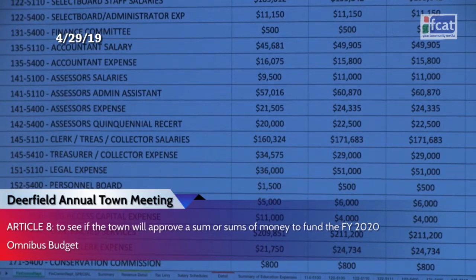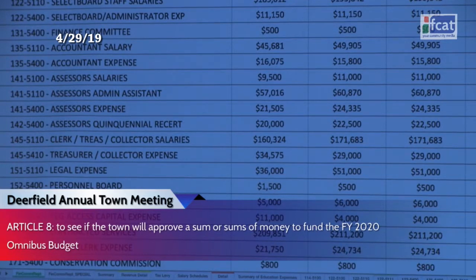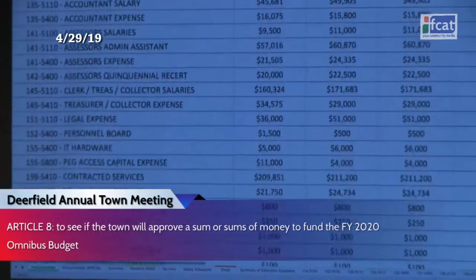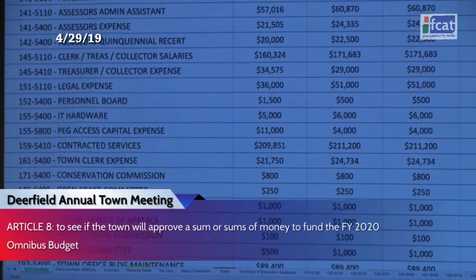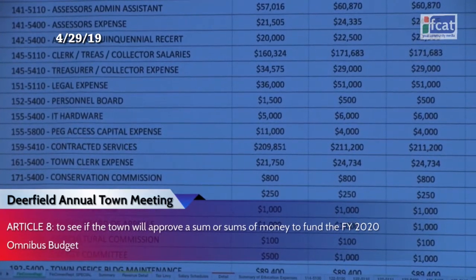Clerk treasurer collector salaries, $171,683. Treasurer collector expense, $29,000. Legal expense, $51,000. Personnel board, $500. IT hardware, $6,000. PG access capital expense, $4,000. Contracted services, $211,200. Town clerk expense, $24,734. Conservation commission, $800. Open space committee, $250. Planning board, $1,000. There's a hold on planning board. Zoning Board of Appeals, $1,000. Agricultural Commission, $100. Energy Committee, $1,000.